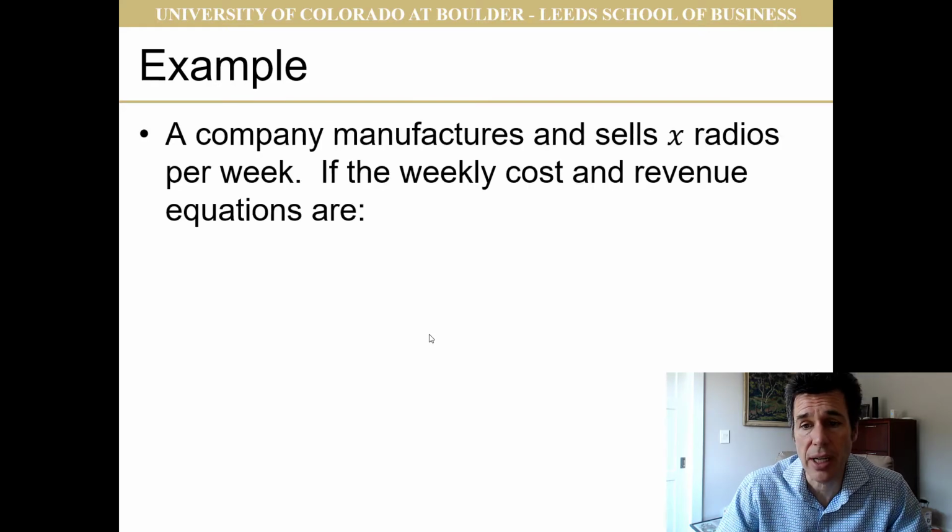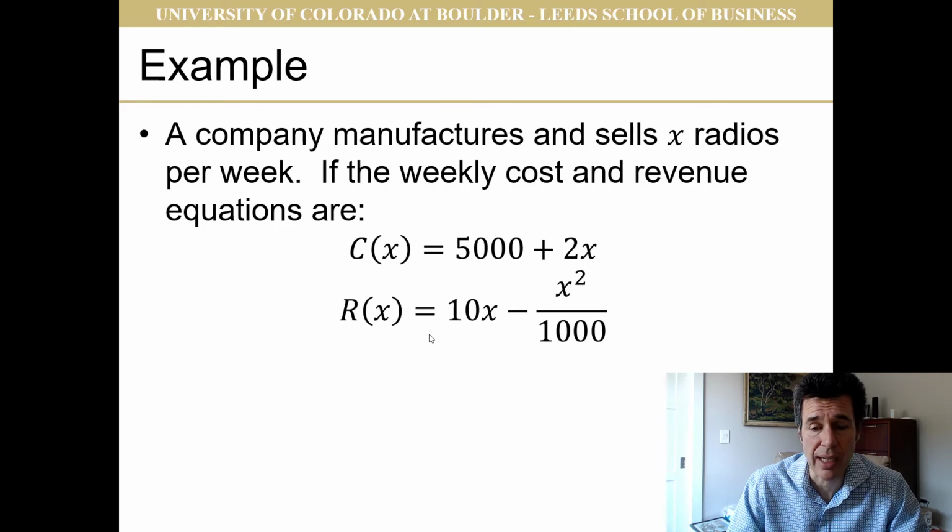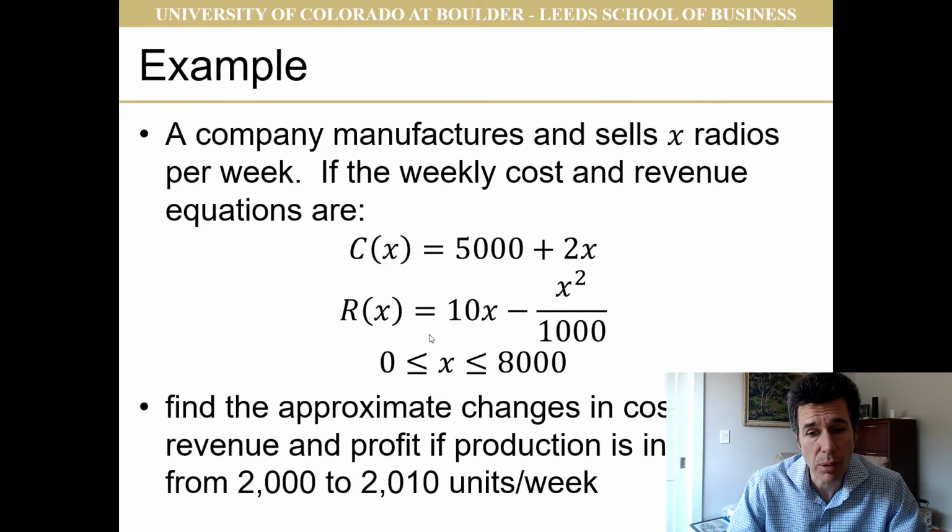A company manufactures and sells X radios per week. If the weekly cost and revenue equations are C of X equals $5,000 plus 2X, so $5,000 fixed plus $2 per unit, and R of X equals 10X minus X squared over 1,000, and we can manufacture and sell somewhere between 0 and 8,000 radios. We want to know the approximate changes in cost, in revenue, and in profit if production is increased from 2,000 to 2,010 units per week.